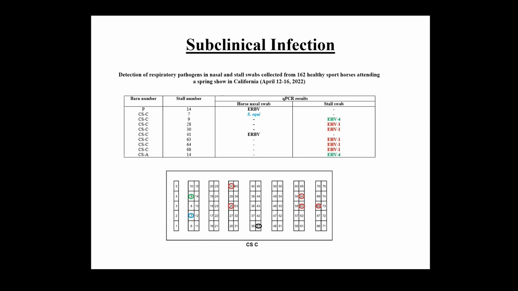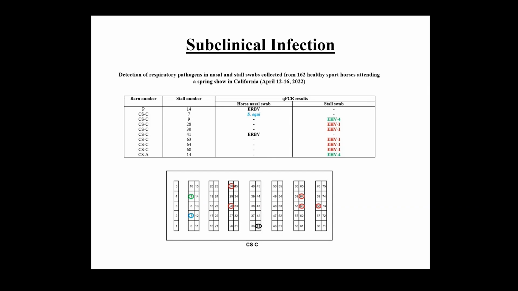The interesting part is, if we plot these positive horses and also the positive stalls, in this lower graph here, this lower graph represents barn C. You can see in red here is the cluster of positive stalls. Then we have a positive EHV4 as well as 2 positive horses in nasal secretion.